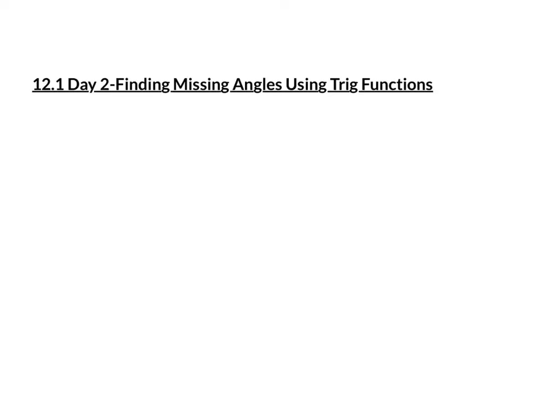So here's what's going to happen with the rest of 12.1. Today, we're going to look at how to find a missing angle from a right triangle. Yesterday we just worked with the ratios and got used to opposite, adjacent, hypotenuse, and where they all go. Now we're going to use that information to help us actually solve a triangle. So today we're going to find missing angles. Monday we're going to find missing sides of a right triangle. And that's the first half of this chapter 12.1.